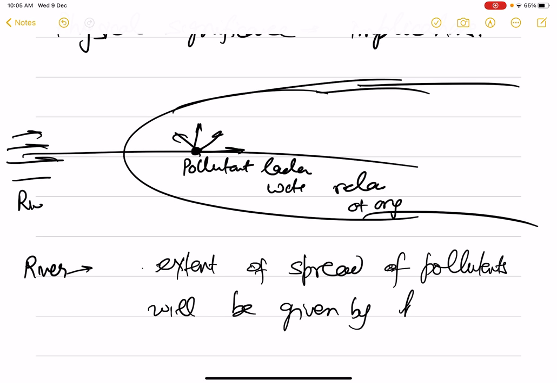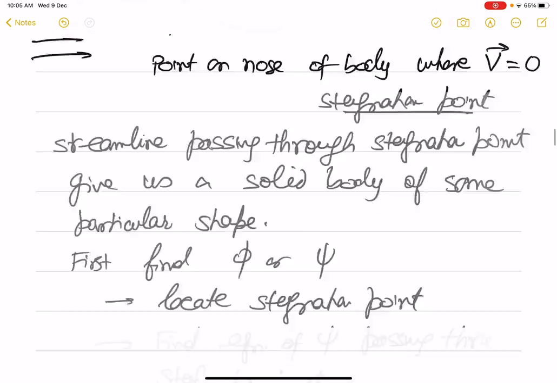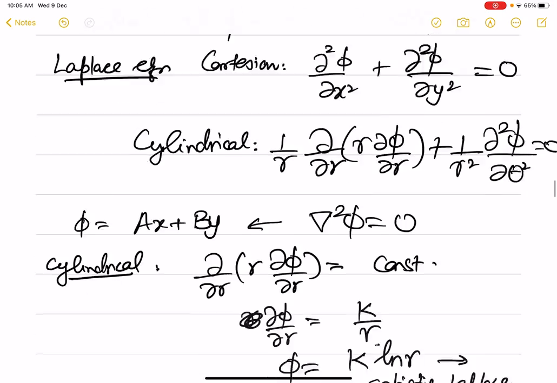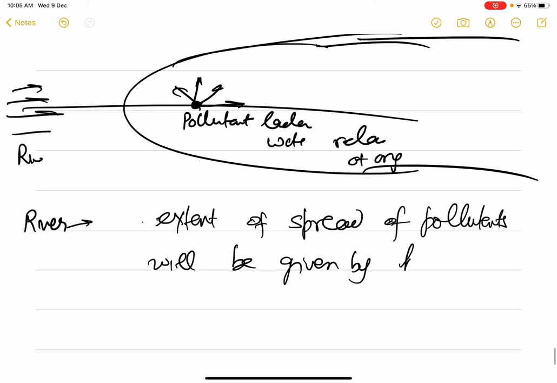So this extent is given by the half body. I think we will end at this point, and we will talk more about different flows in the next class. Thank you very much.